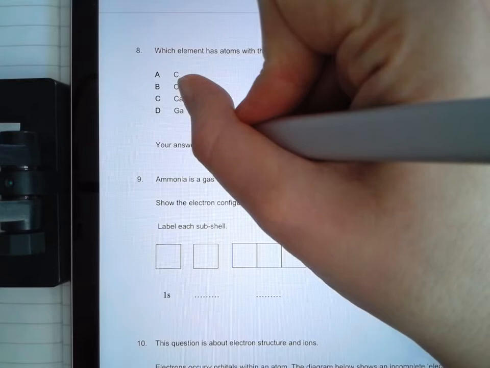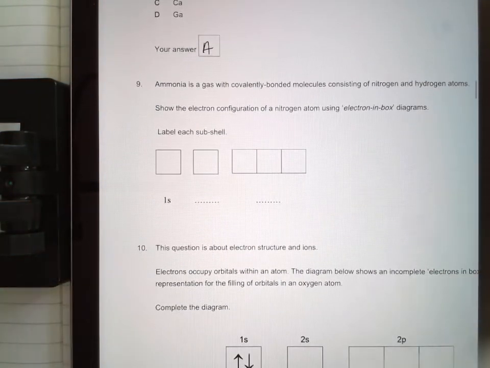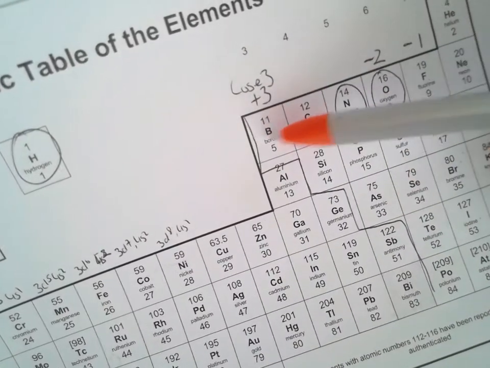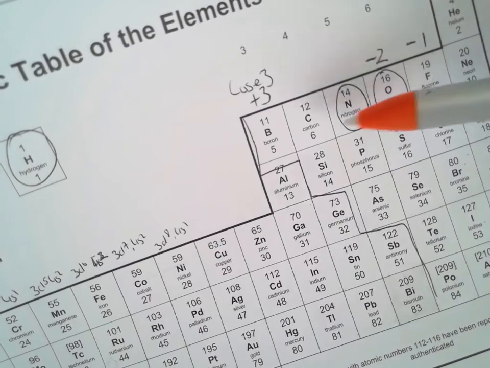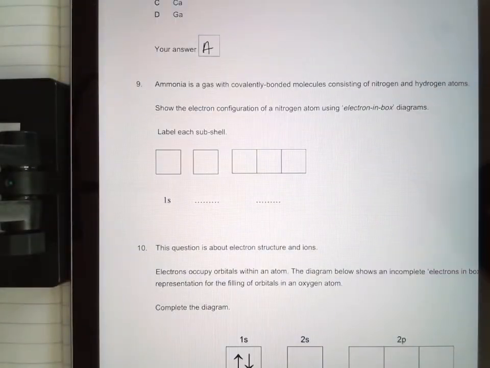Carbon is going to be your right answer. I mean, you can draw them all out if you want to, but you can just look at your periodic table. Group 5s are going to have the most singly occupied orbitals because they've got 1, 2, 3 p electrons. It'll go px, py, pz, giving them 3 singly occupied 3p orbitals.